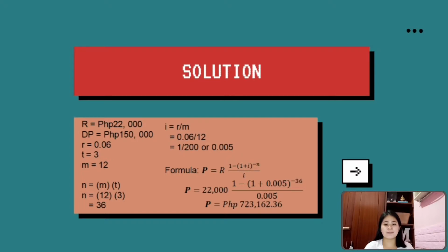The formula needed is P is equal to R quantity 1 minus quantity 1 plus J raised to negative N over J. Substituting the values to the formula, we will get P is equal to 22,000 quantity 1 minus 1 plus 0.005 raised to negative 36 over 0.005. Using our scientific calculator, we can get 723,162 pesos and 36 centavos plus the down payment 150,000, which is equal to 873,162 pesos and 36 centavos.